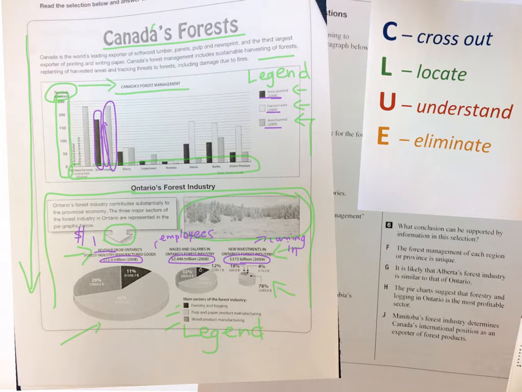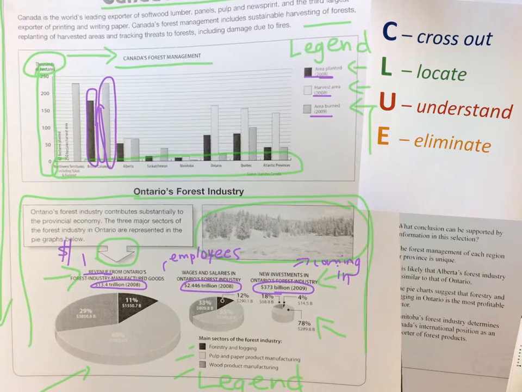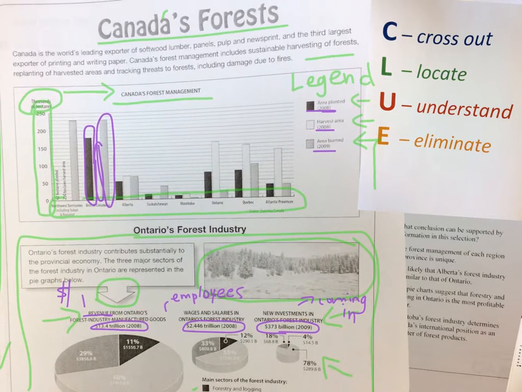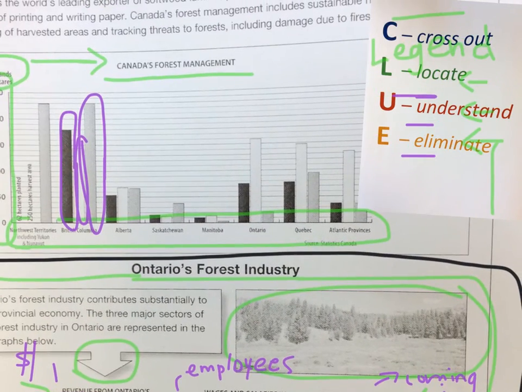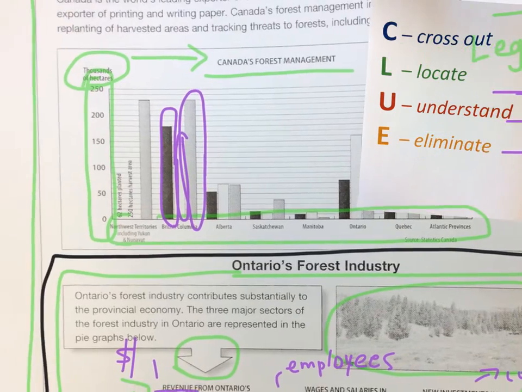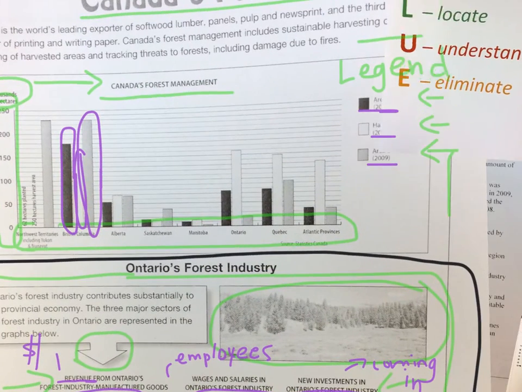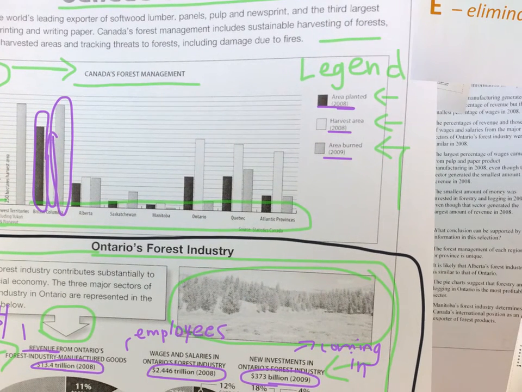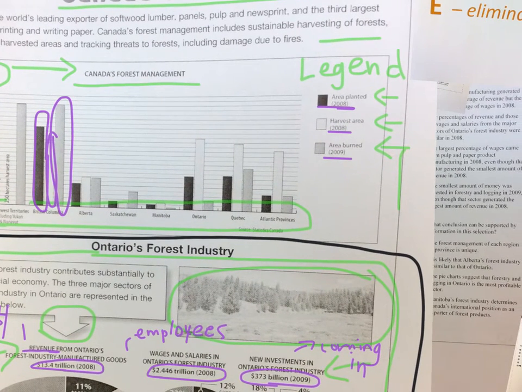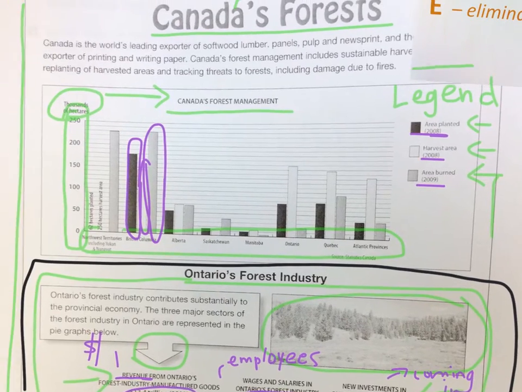Okay, let's go back to Canada's forests, the image itself, and let's see here. Well, it's split up, we know, into two parts. We have Canada's forests at the top and Ontario's forest industry at the bottom. So this section, we're going to leave aside for just a minute and focus in on Canada's forests themselves. The question asks us, the forest management of each region or province is unique. Can we see that from this information?